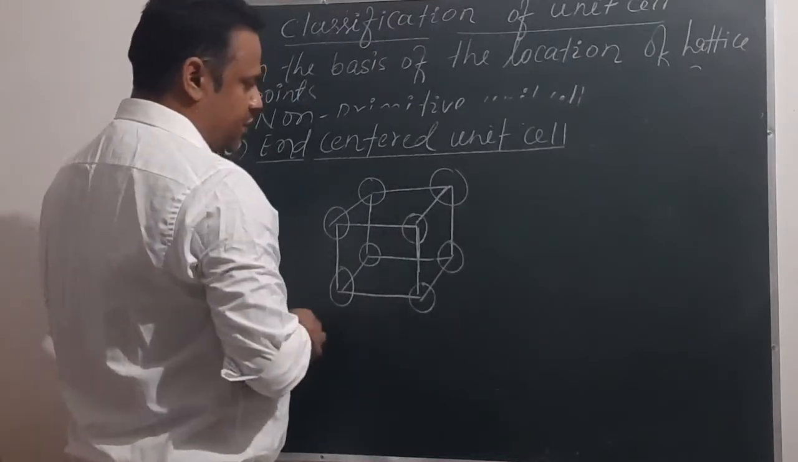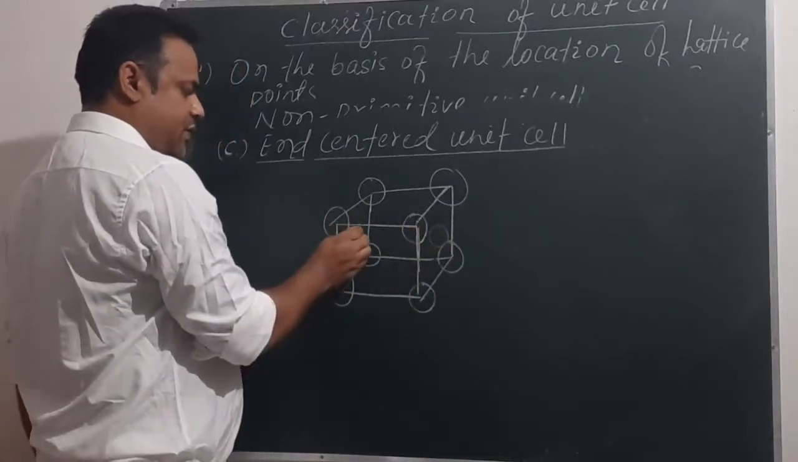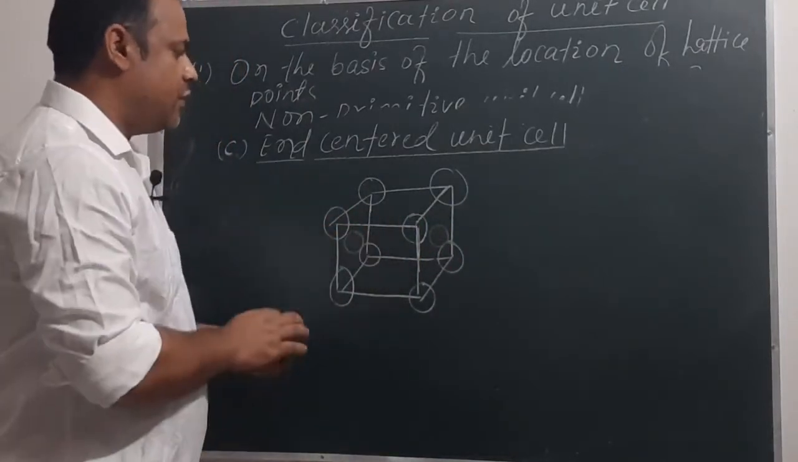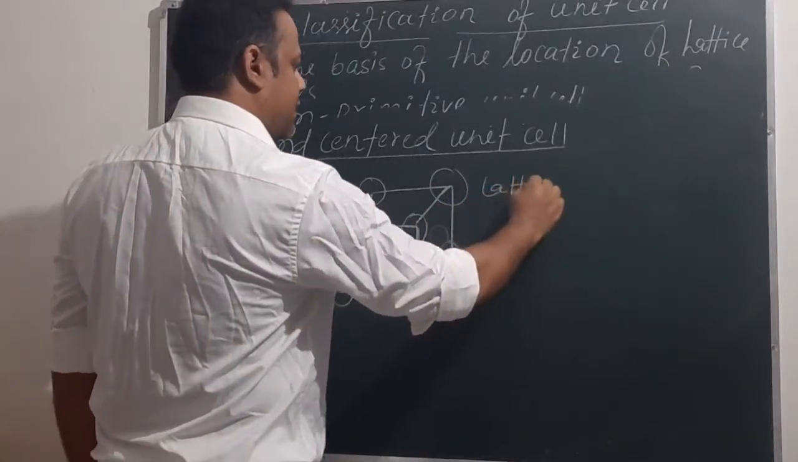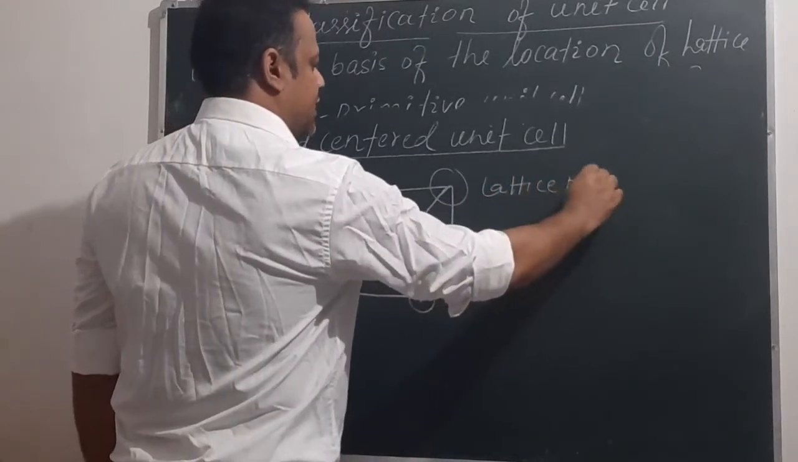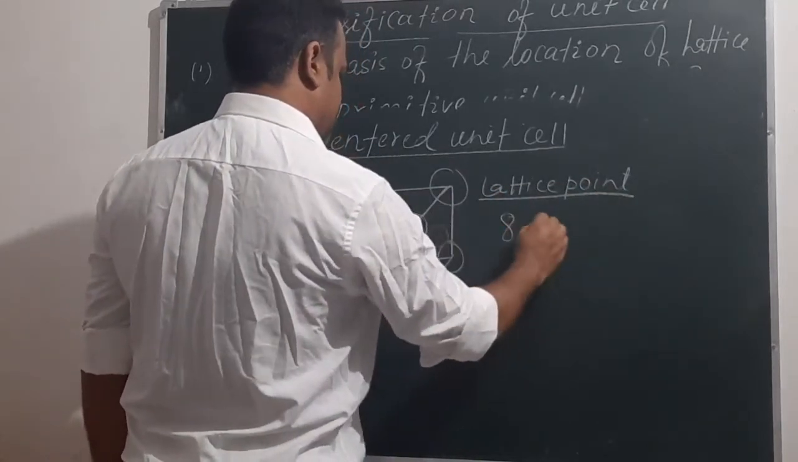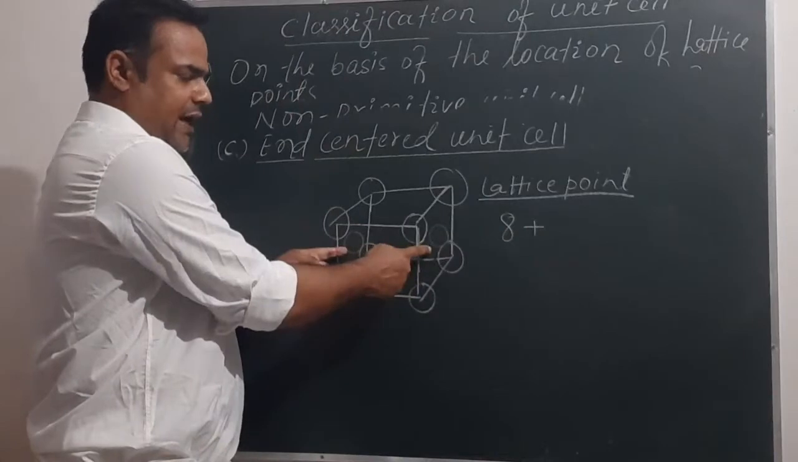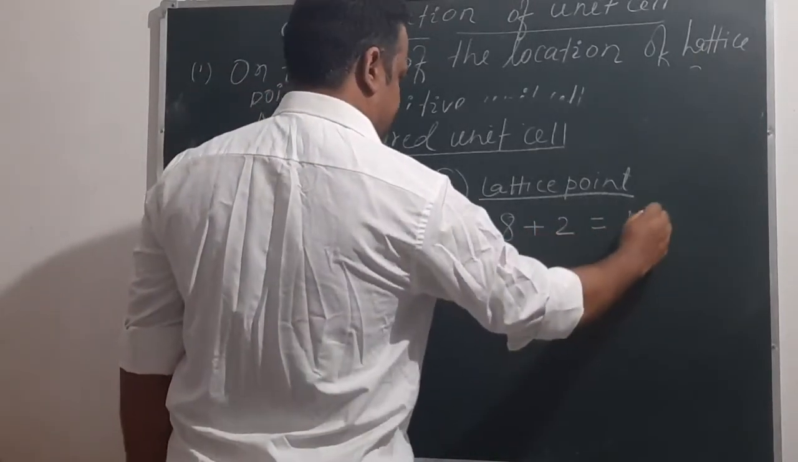So the 2 opposite faces of the unit cell: the first one is here, and its opposite face will be this one, here. So now we will calculate the total number of lattice points. The total number of lattice points for this unit cell is 8 corners plus any 2 opposite faces, so 2. So the total number of lattice points will be 10.